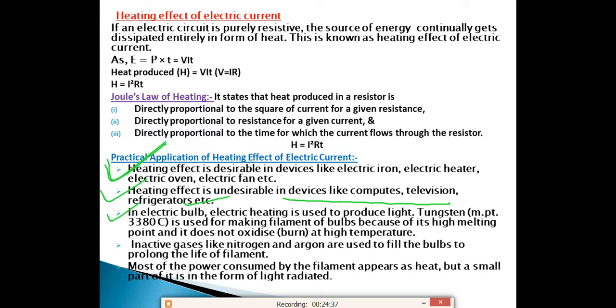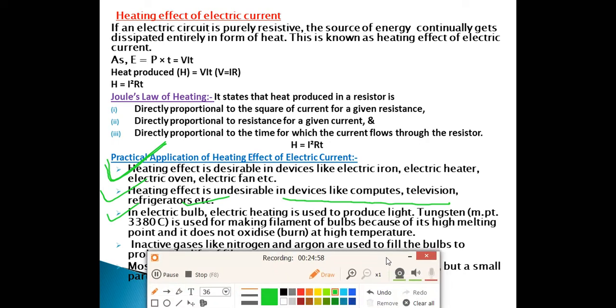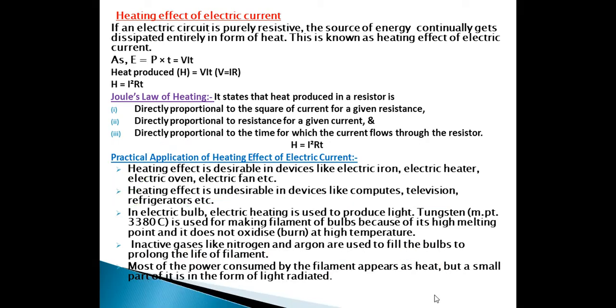Inactive gases like nitrogen and argon are used to fill the bulbs to prolong the life of the filament. Now inside the bulb, which gas is present? Nitrogen gas or argon gas is present, so that the life of the bulb will be more. Most of the power consumed by the filament appears as heat, but a small fraction of it is in the form of light radiated. Yes, most of the energy of the bulb is given to us in the form of heat, but a very small fraction of it is given in the form of light.